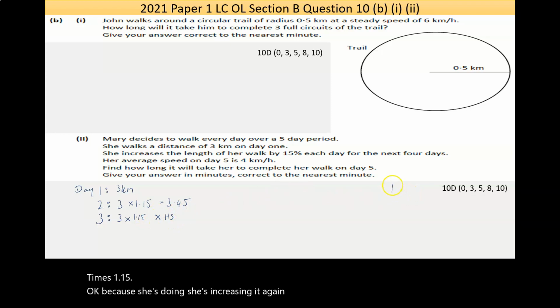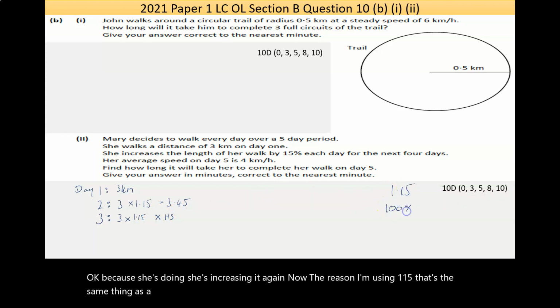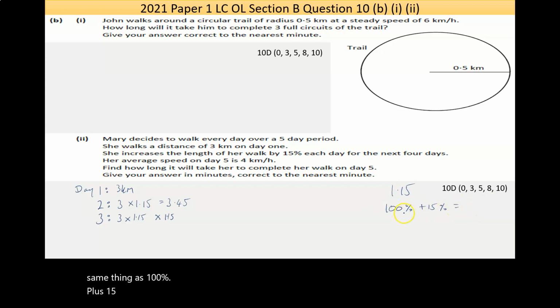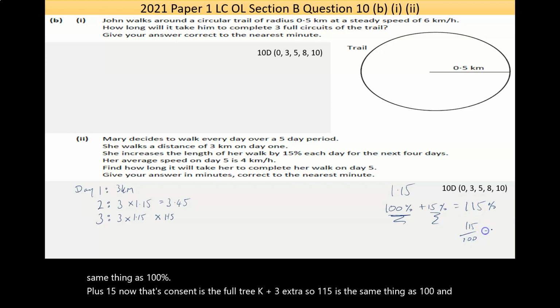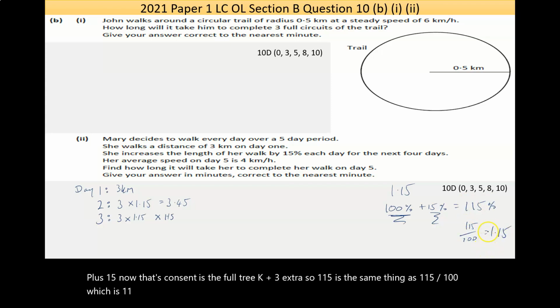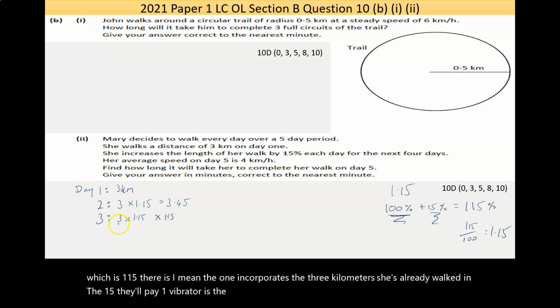Now the reason I'm using 1.15, that's the same thing as 100% plus 15%. Now 100% is the full 3 km plus the bit extra. So 115% is the same thing as 115 over 100, which is 1.15. The 1 incorporates the 3 kilometers she's already walked, and the 0.15 rather is the extra. So the extra in day 2, you're increasing that by 1.15.